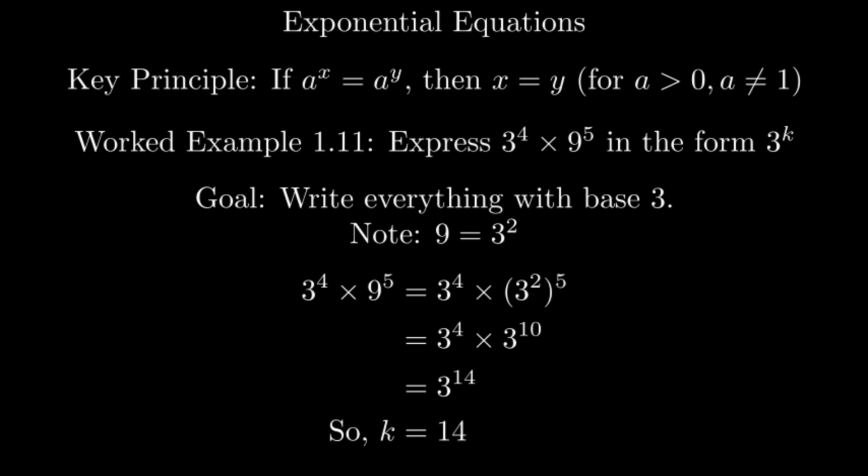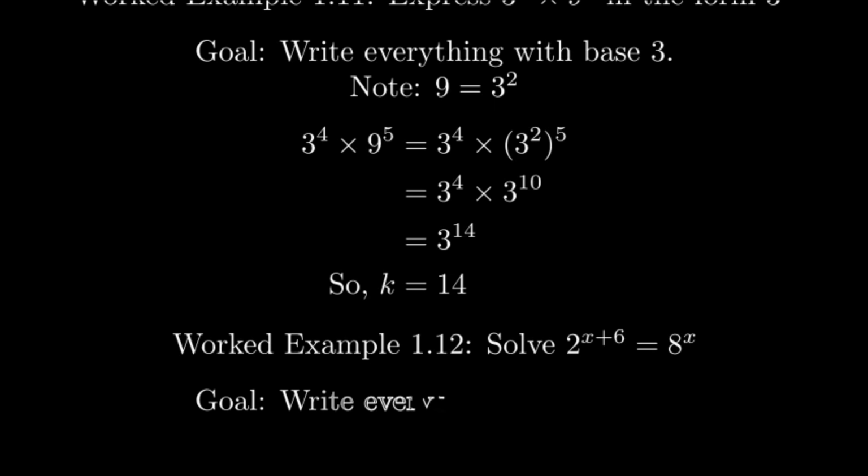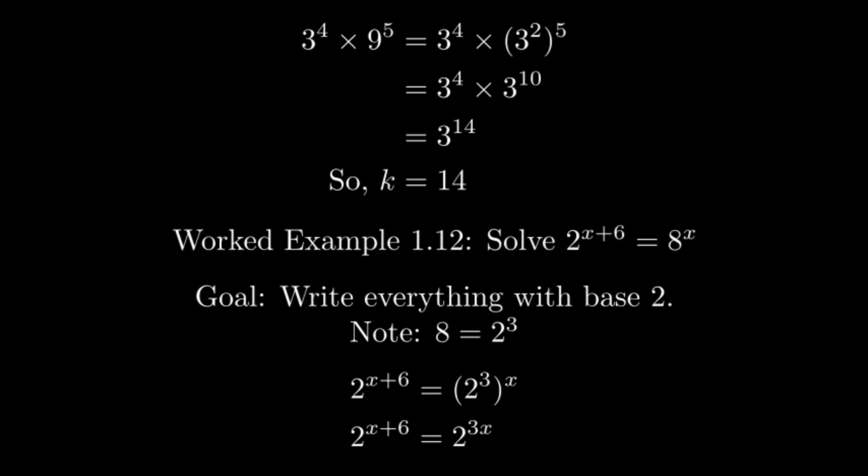Now let's use this strategy to solve an equation. Let's solve 2 to the power of x plus 6 equals 8 to the power of x. Again, the bases are different. We need to find a common base. The left side has base 2, and we can write 8 as a power of 2. 8 is 2 cubed. We substitute 2 cubed for 8.